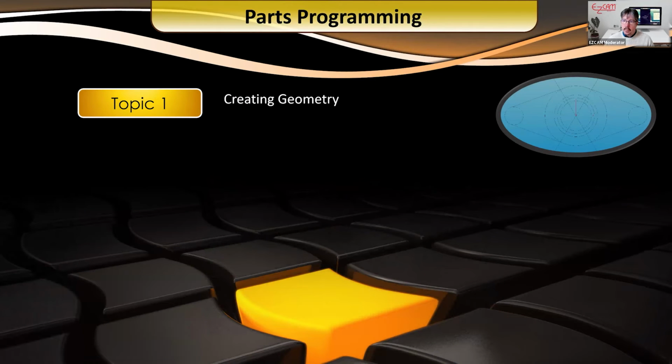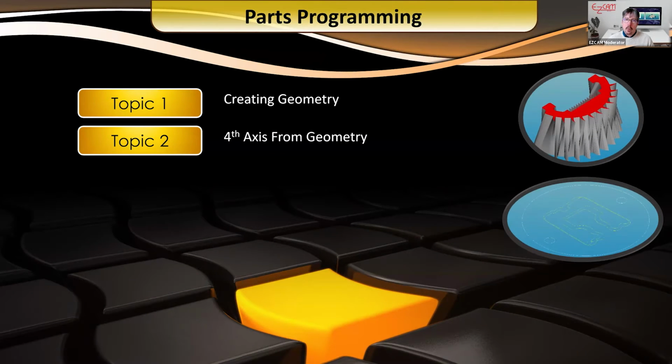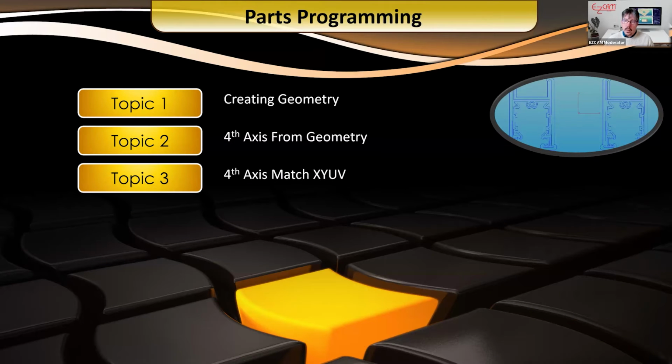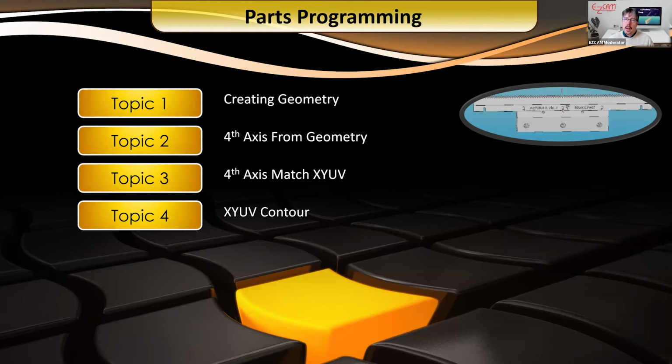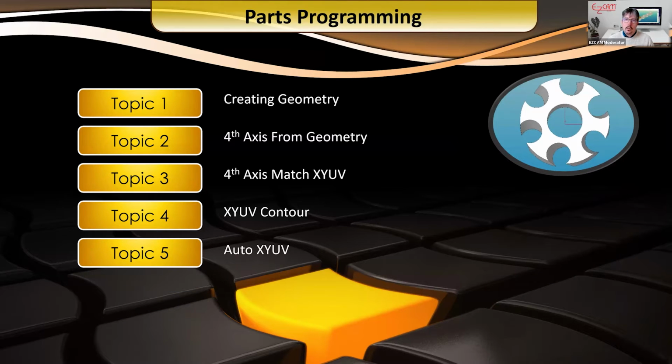Okay, as we dive in, we're going to be creating geometry and curves from scratch. We're also going to look at fourth axis geometry. Match the X, Y, U, V with curves at different heights and with different points. X, Y, U, V contours. So we're going to look at an open contour on a solid model. Auto X, Y, U, V. So you really don't have to do much more than a couple of clicks, and EZ-CAM will create the operation and everything you need to program that part.